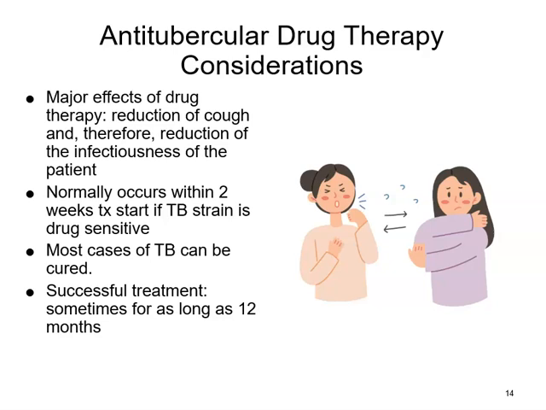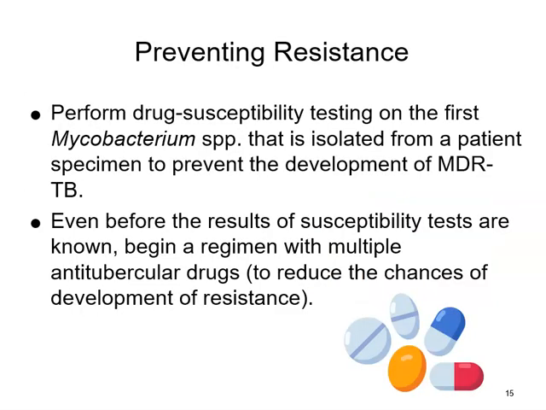Most strains and cases can be cured, but it takes a long time. It can take up to 12 months or even longer, depending on the strain. All right, so our treatment guidelines recommend the use of multiple medications because of the increasing presence of resistance. So what they like to have done is that there's drug susceptibility testing on the first species that's isolated from the patient, and that's to make sure that we're treating them with medications that are effective for that strain.